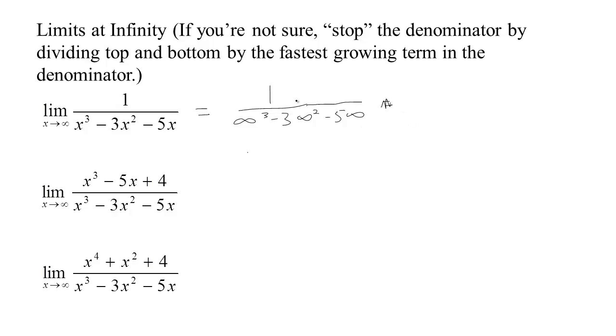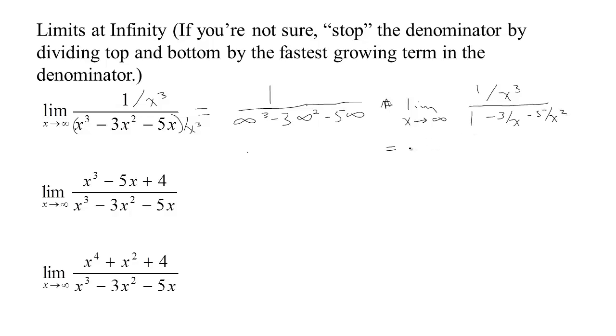So when you see something like this, what you can do with a limit at infinity is to try to stop the denominator. In this case, the fastest growing term in the denominator is x cubed, right? X cubed grows faster than x squared, which grows faster than x when x is large. So we're going to divide top and bottom by that fastest growing term. Then we'll have in the top 1 over x cubed. Down below, x cubed divided by x cubed is 1. x squared divided by x cubed is 1 over x, so we have negative 3 over x. And negative 5x over x cubed would be negative 5 over x squared.